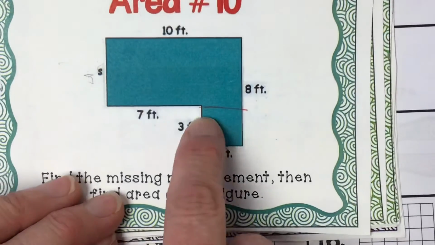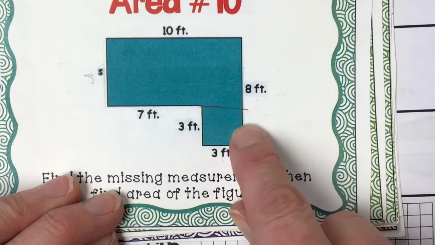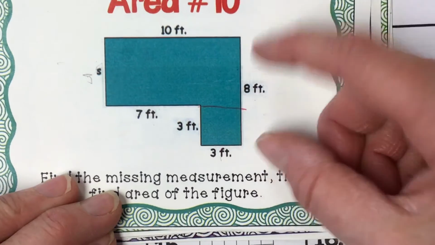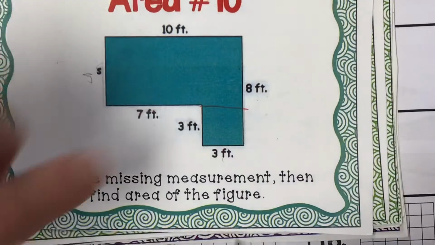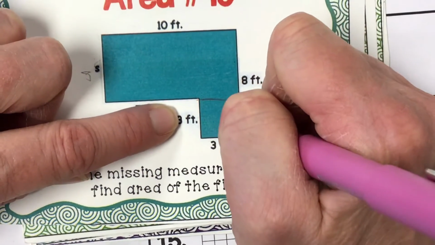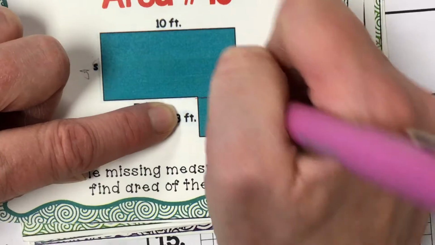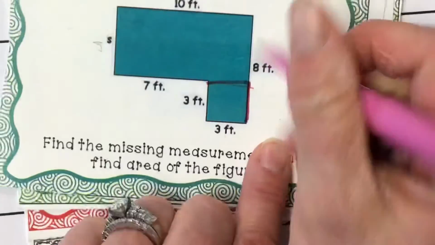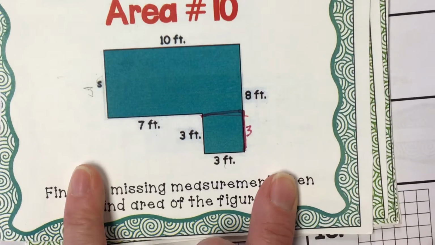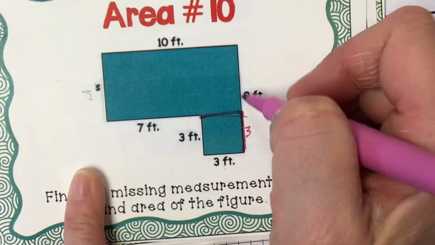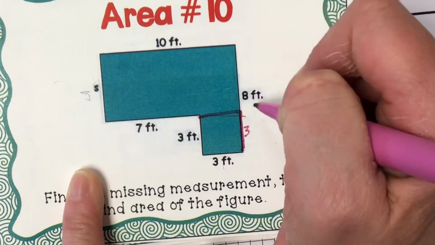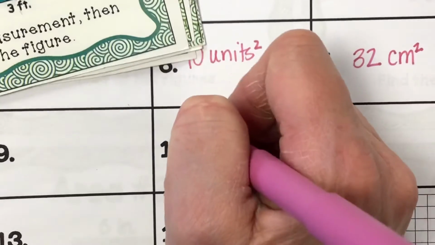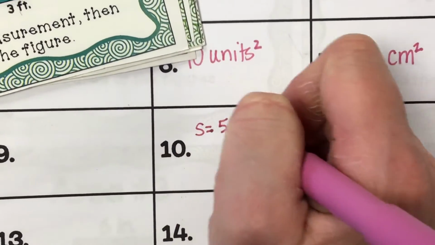So if this is 3, how much is this? 3. And if this is 3 and the whole thing is 8, how much is this? 5. So this is 3, that means this part is also 3. You may not write on my cards. I am writing on them, but you may not. That means this is also 3. If the whole thing is 8, this has to be 5 because together they need to add up to 8. So the first thing we're going to do for our answer for number 10 is put that the S is equal to 5 feet.